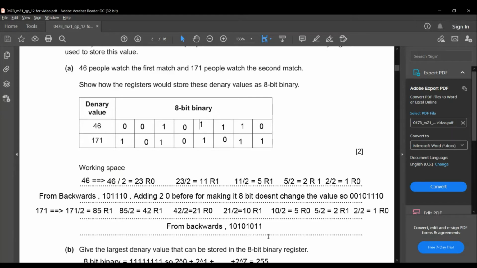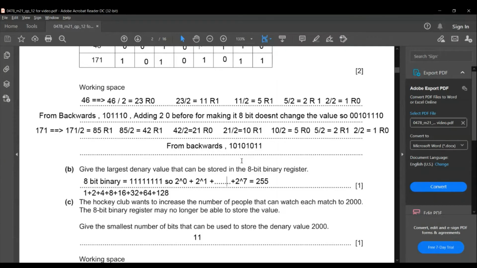Let's move on to the next subdivision. Give the largest denary value that can be stored in the 8-bit binary register. The largest value in binary format is 11111111. So this you have to convert into denary. That is done by raising these 1s to the powers of 2. You have to add all the powers of 2 from 2 power 0 to 2 power 7, which would be 255. These would be the values for each power. 1 plus 2 plus 4 plus 8 plus 16 plus 32 plus 64 plus 128 would give you 255.